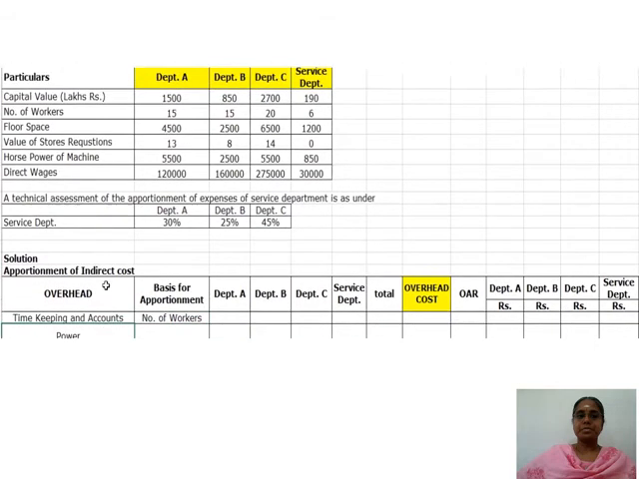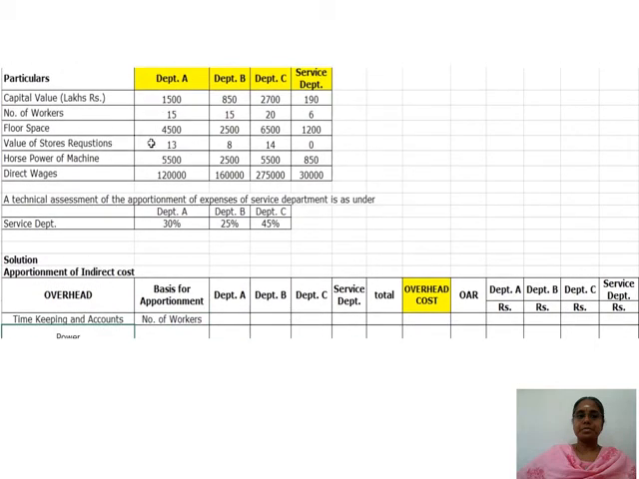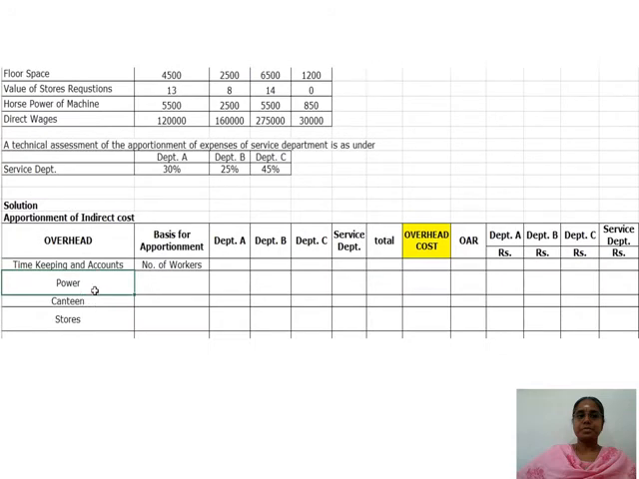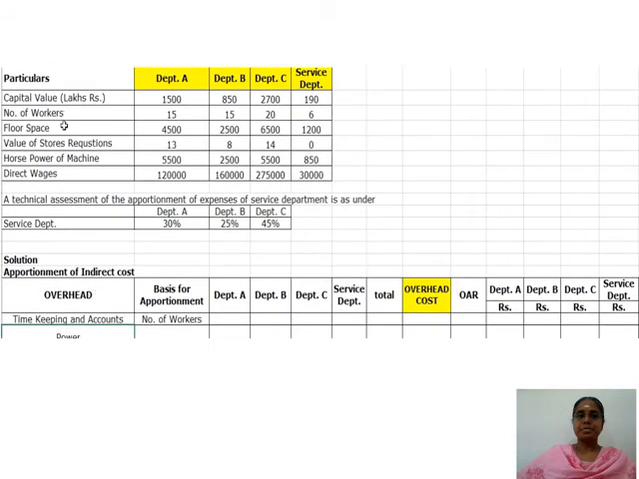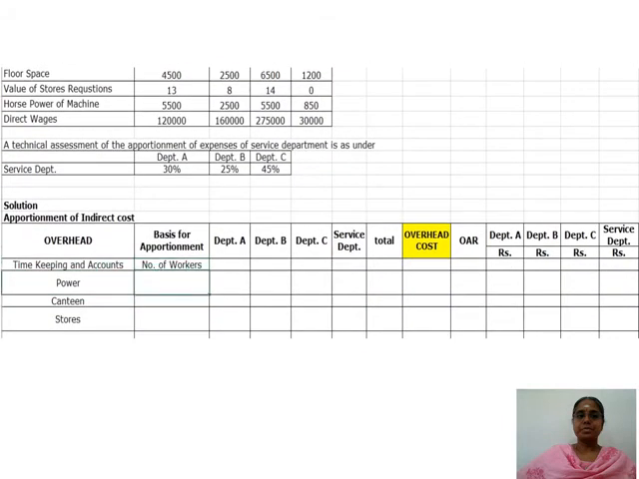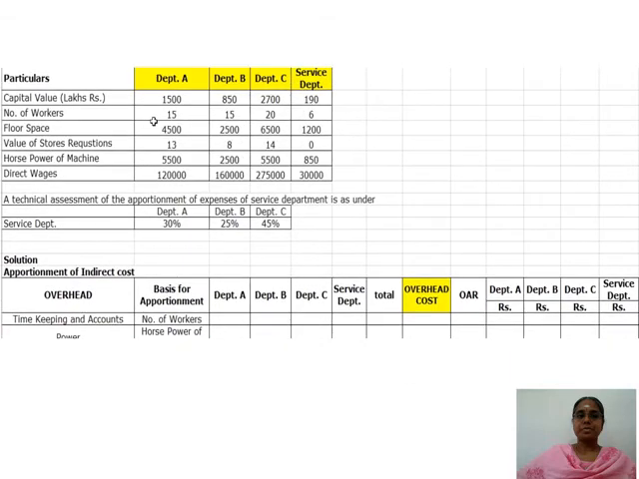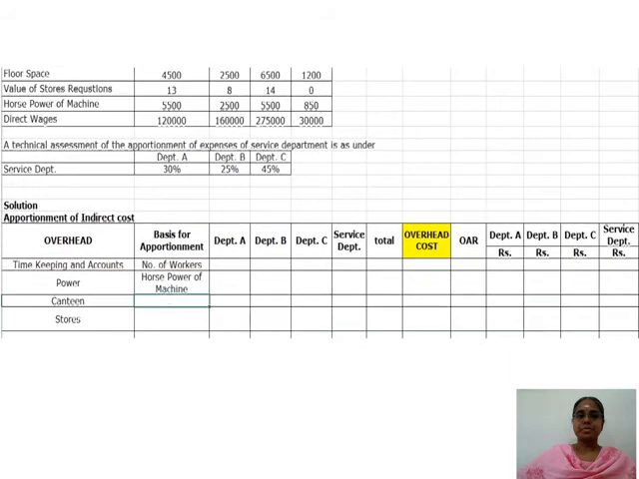Then for power, what would it be? This is not stated as direct power or indirect power. We don't know whether it is direct or indirect power. If it is indirect power, then we can use floor space. But here we can use HP of machines as the better base for power. Then canteen. Obviously, the number of workers is the base for canteen. For timekeeping and accounts also it is the number of workers, and for canteen also the number of workers is the base.